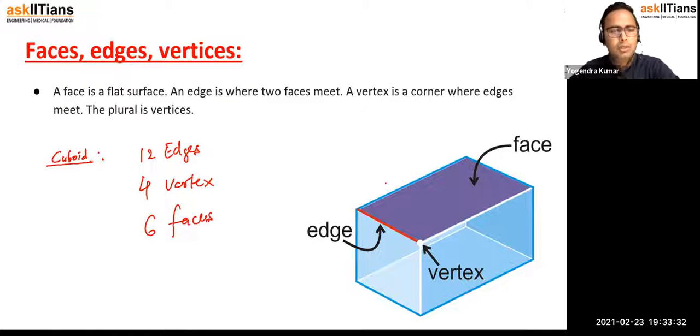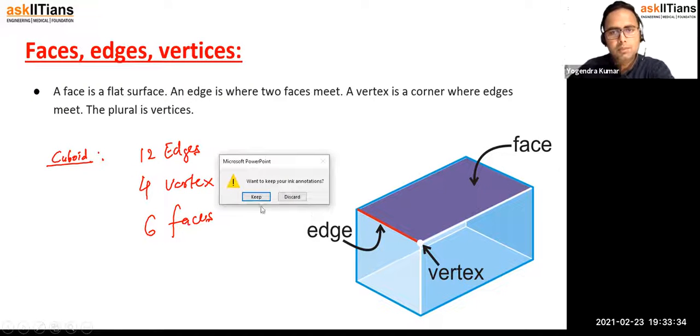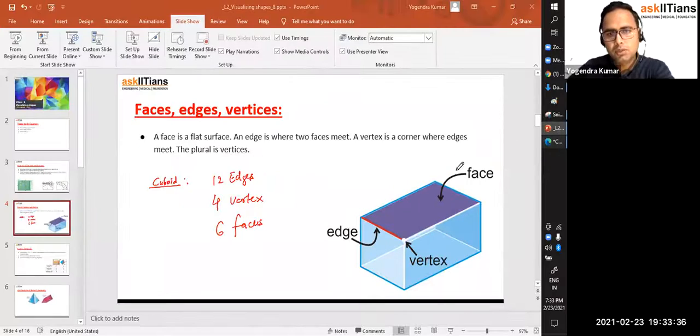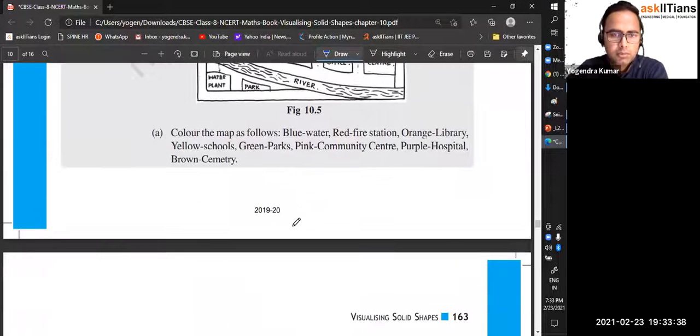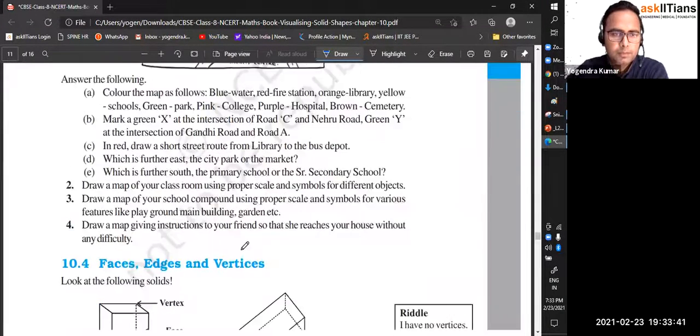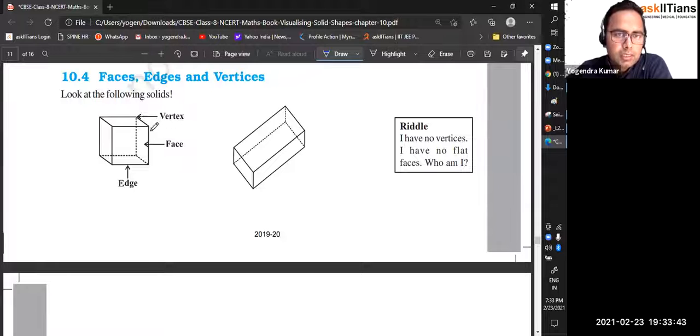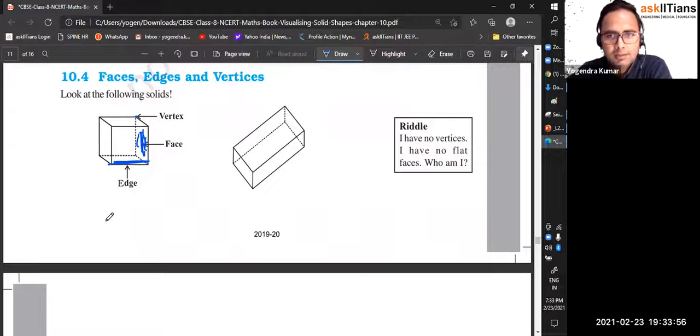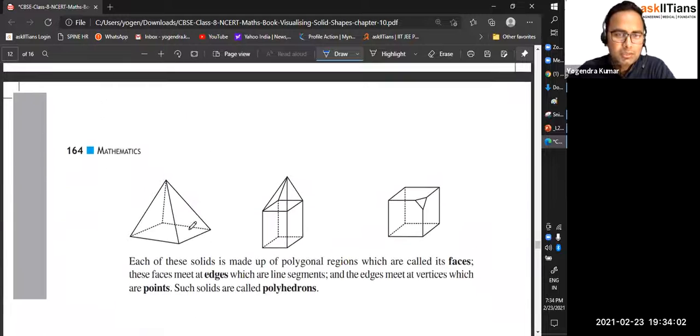These are the things. I think you have all these in your textbook also. So let me take you there and explain this briefly there too. So you can see the edge, the vertex, the corner point, and the face. This is a face, a plane surface, and this is an edge, right? I hope you got it. This is what you need to understand.